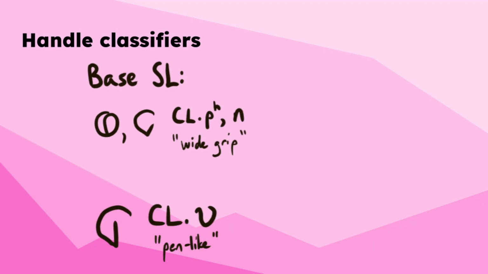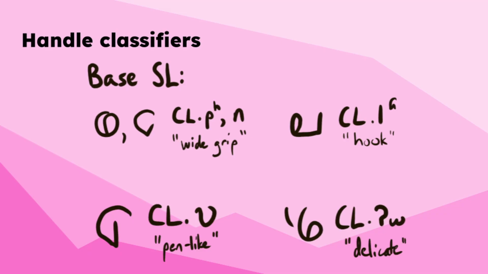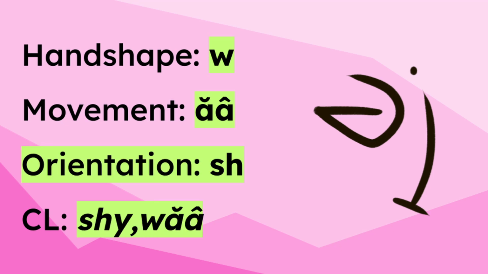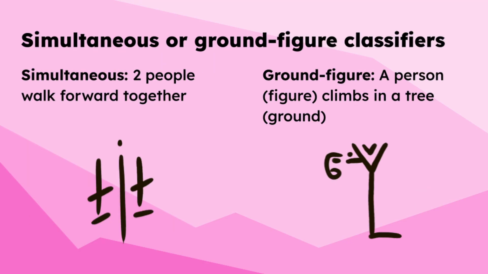The hand shape generally represents how something is handled, whether in a wide grip, a hook, like a pen, maybe a delicate hold, or whatever else. These are very sensitive to orientation because they refer to handling, so they always take an orientation pre-syllable. That and context can distinguish them from entity classifiers. More complex classifier constructions involve 2 or more classifiers, either in a ground-figure relationship or a simultaneous relationship.